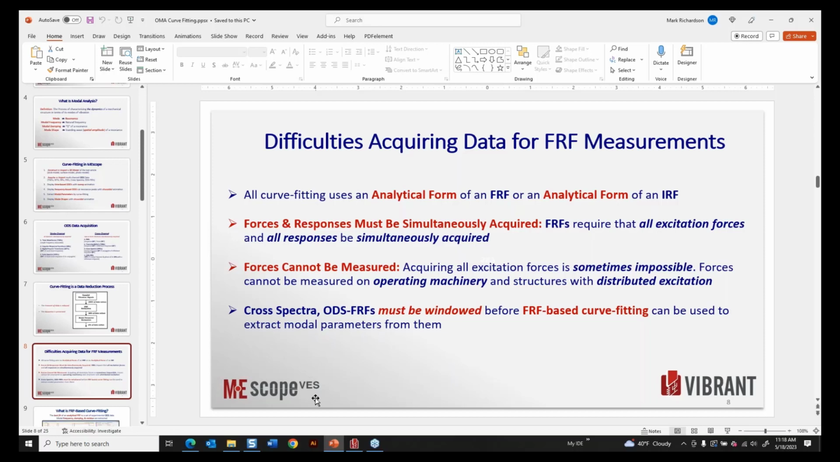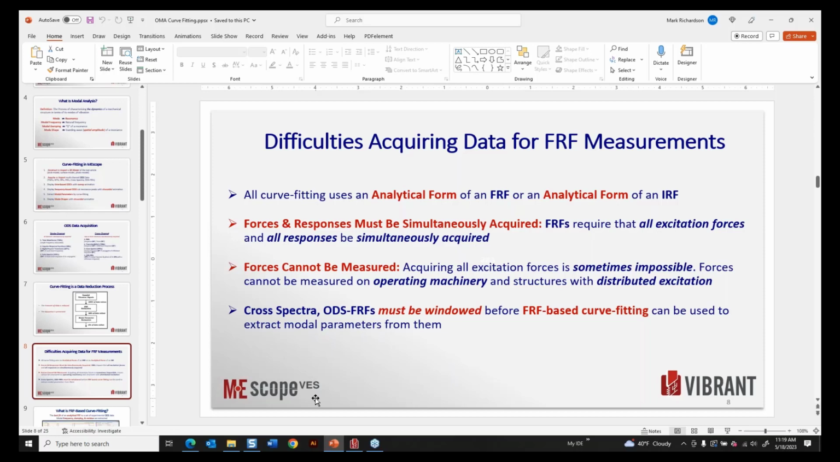But all forces and responses must be simultaneously acquired. So that is the difficulty with any operating machine. And in many cases, we can't, there's just no way to measure the forces. They're either internal or they're distributed.